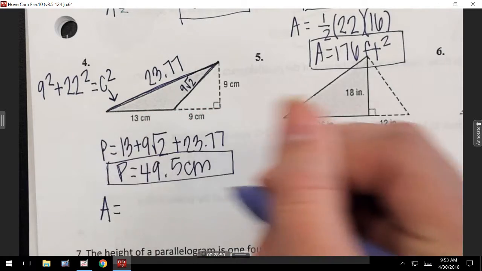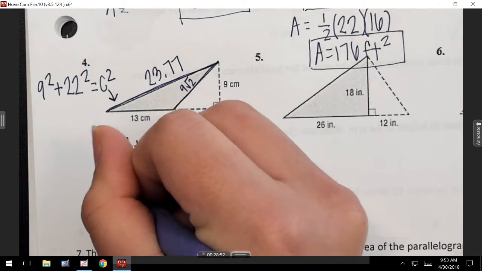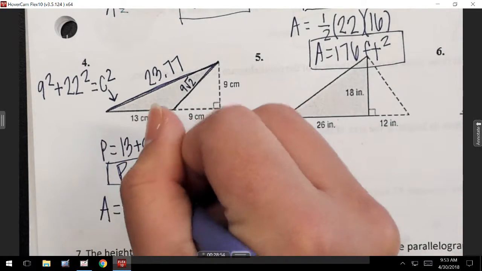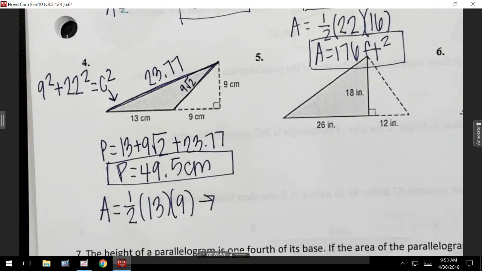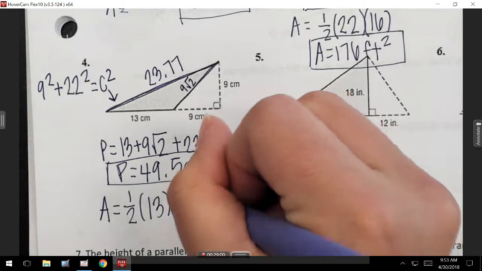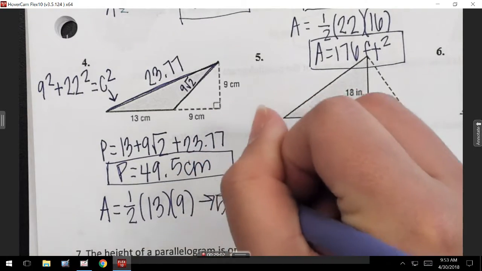Okay, what do I do for the area? What's your base? 13. What's your height? 9. 9 is your height. So you get 58.5 centimeters squared.